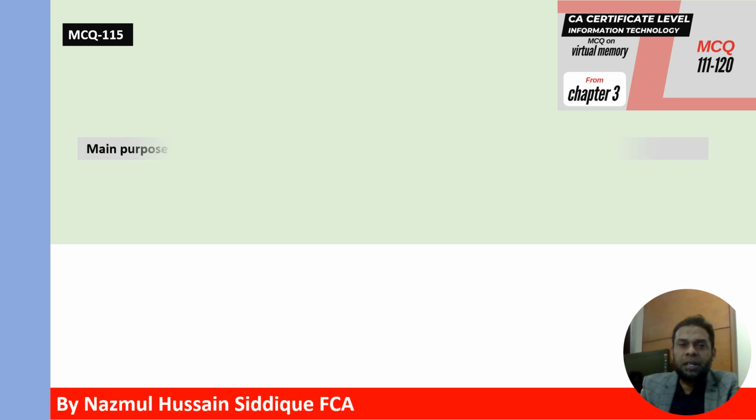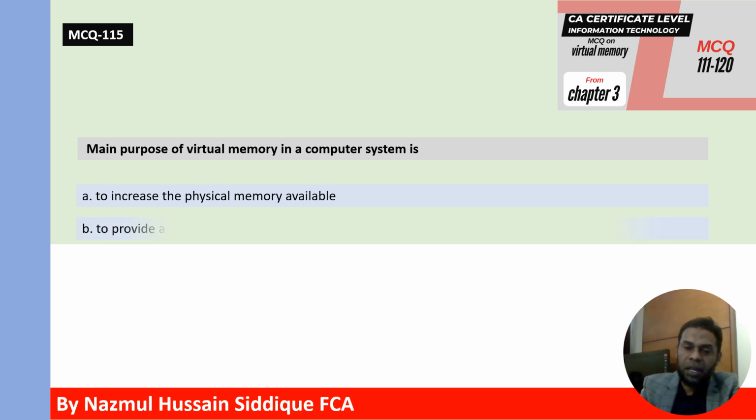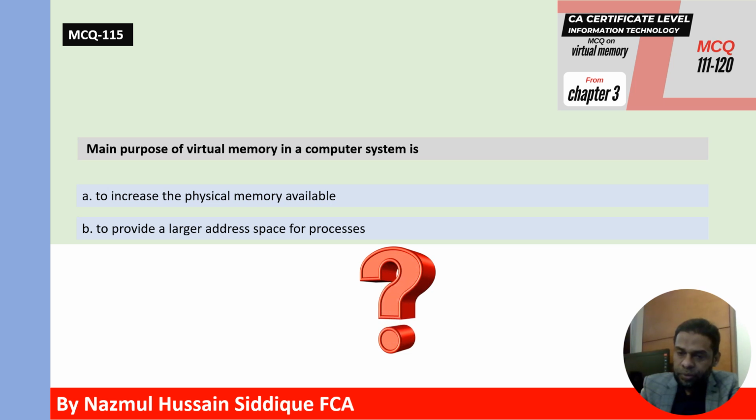Next question 115. The main purpose of virtual memory in a computer system is option A, to increase the physical memory available, or option B, to provide a larger address space for processes. The correct answer is B. To provide a larger address space for processes is the main purpose of virtual memory in a computer system.